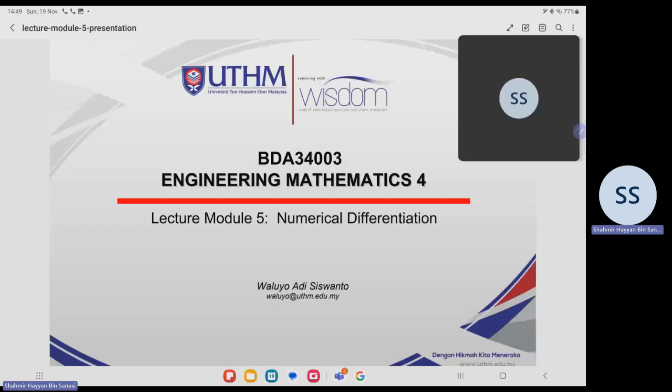Assalamualaikum and hello everyone. So for this session, we're going to cover a new topic, which is chapter 5, numerical differentiation. In the previous lecture, we learned about interpolation, in which we solved interpolation problems by using Lagrange polynomial and also by using Newton difference method. So for this session, as I mentioned, we're going to go into a new topic, which is called numerical differentiation.